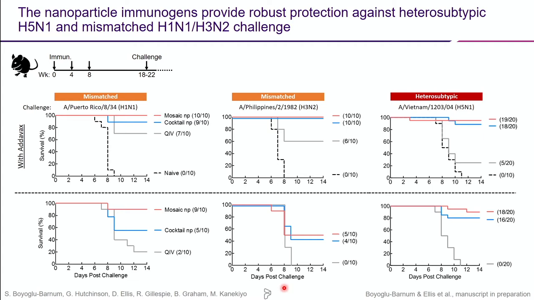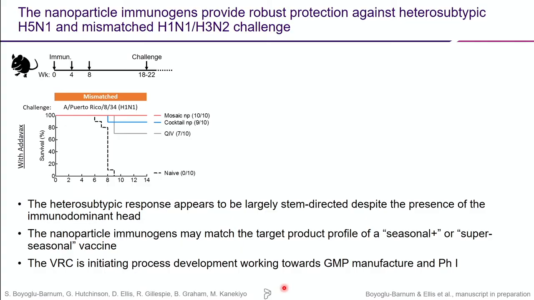And in protection and in a couple other serological assays or readouts, we see the mosaic slightly but consistently outperforming the cocktail. And so that suggests that co-display of multiple antigens on the same particle really is doing something. And so we're just about to submit this paper for publication. But what we think we are seeing is this stem-directed response against these heterosubtypic antigens.